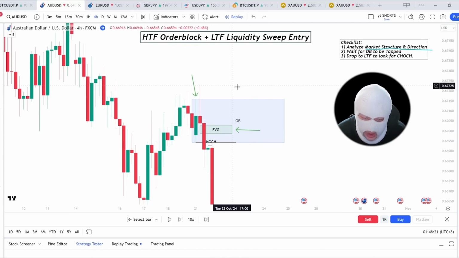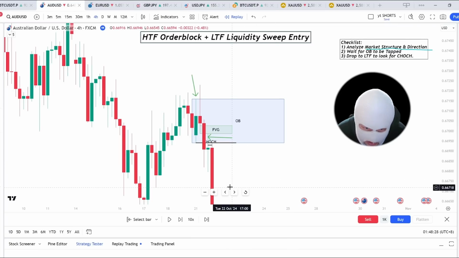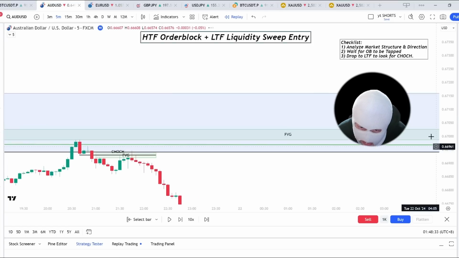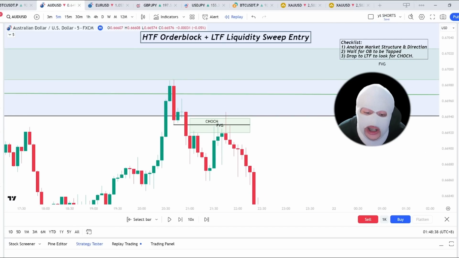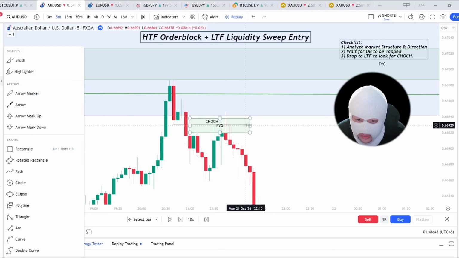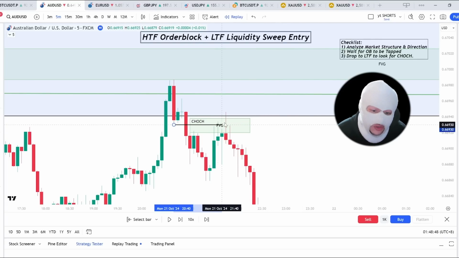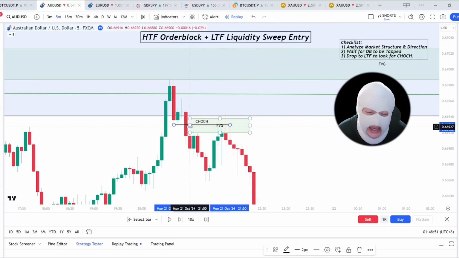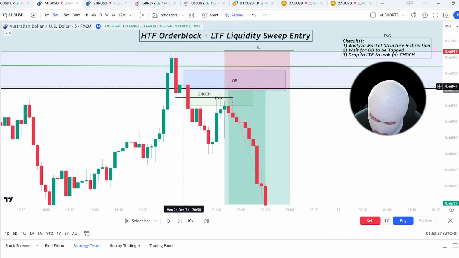Step 2. We wait for price to return to that order block area. And it does so right here. Step 3. Drop down to a lower time frame. In this case, I'm using the 5-minute time frame. We will look for our change of character. As you can see, the change of character forms right over here. As this change of character is forming, you can notice that there is a fair value gap forming here. This creates a lower time frame order block.